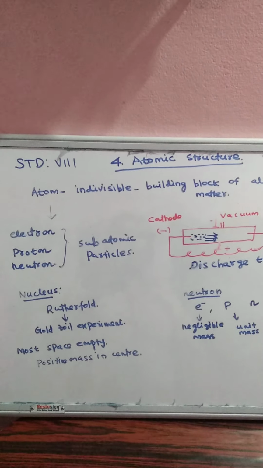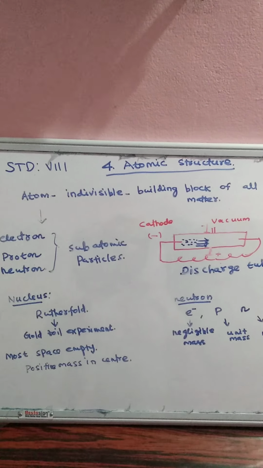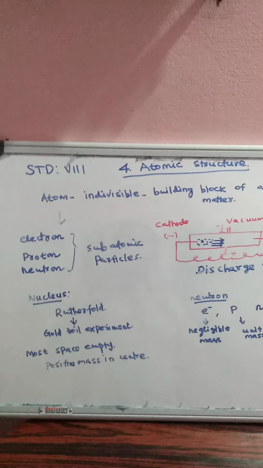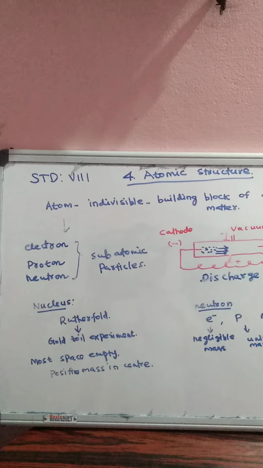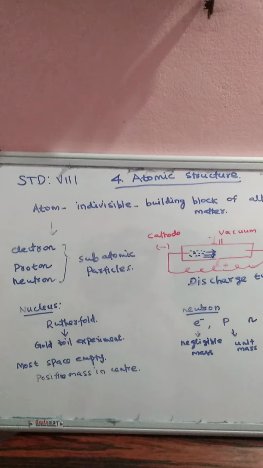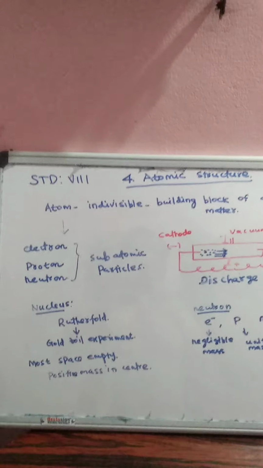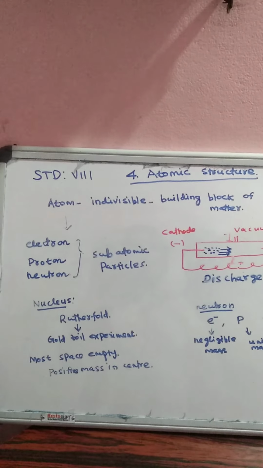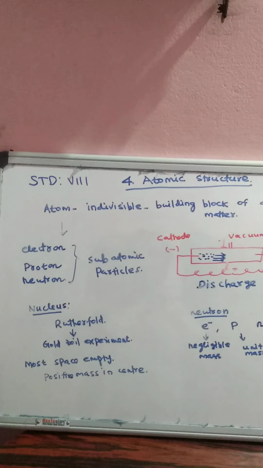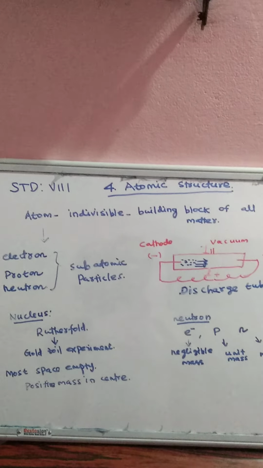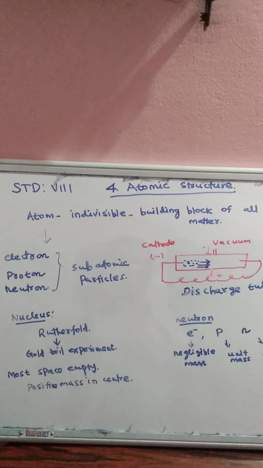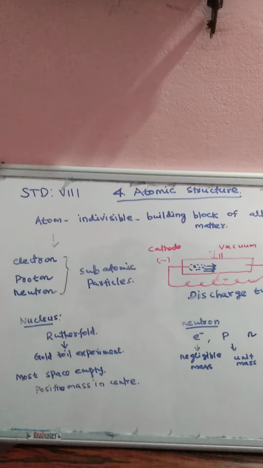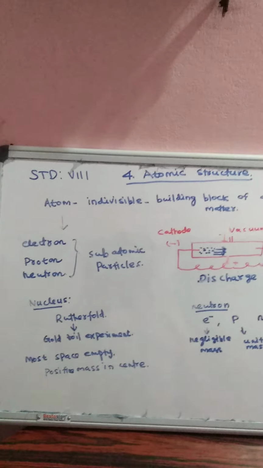Like that, the atom is a playground. Then the ball is the nucleus. There is a smallest space where positive mass is occupied in the center. The positive mass is known as the nucleus. Okay children? That is the nucleus. So where is the nucleus situated? The nucleus is situated at the center of the atom. At the center of the atom, a positive mass is concentrated. That is known as the nucleus.